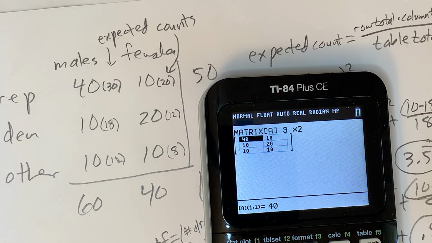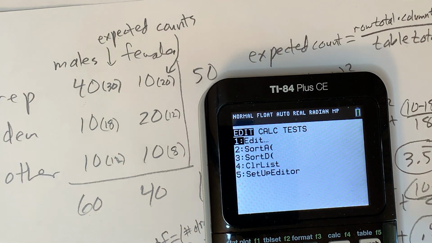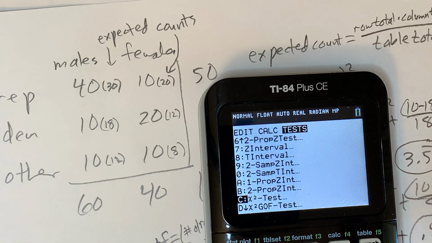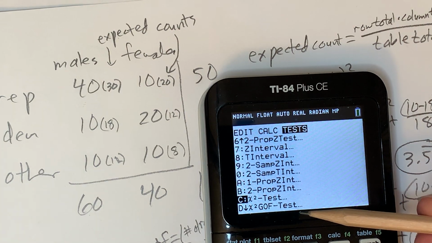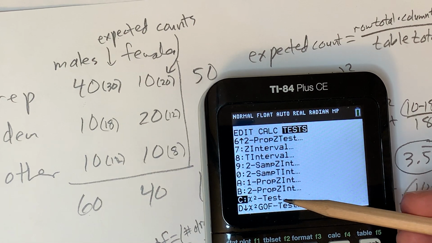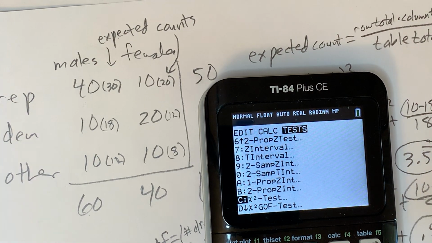Like in a chi-squared goodness of fit test, which we did in section 1, you've got to calculate the expected counts and put those in list 2. But you don't have to do that here. This is all you have to put in. And now we do stat, tests, and we go down to chi-squared test. We scroll past all this stuff we've done in the past. Chi-squared goodness of fit is section 11.1. This is section 11.2. Both of the tests in section 2 use this test.